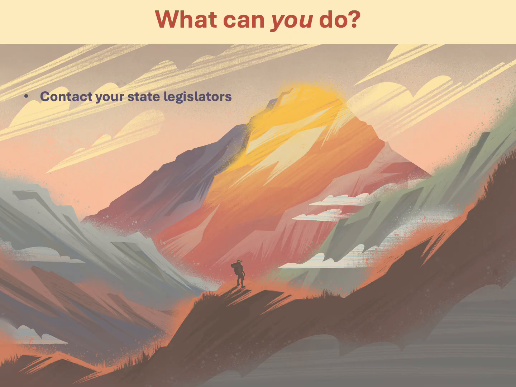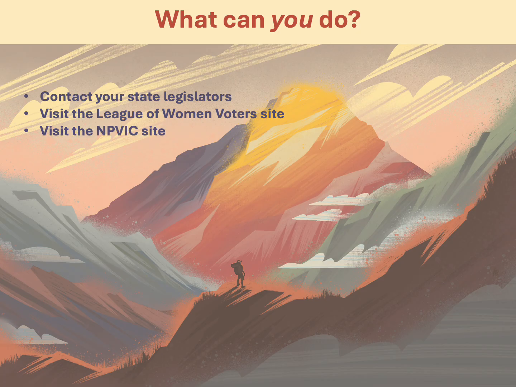Now what can you do? You can contact your state legislators and say, I want my state to sign on to the NPVIC so that the president will be the one that the majority of Americans on a national basis have voted for. You can also visit the League of Women Voters website. Any League of Women Voters website will have this information. You can visit the NPVIC website for information. We can make all votes count. Do what you can to help with the NPVIC. And in the future, when we vote for president, it really will be the will of the people.